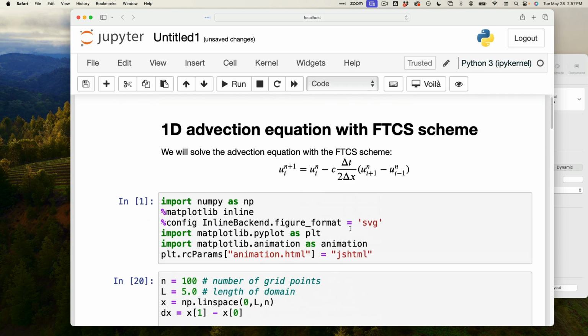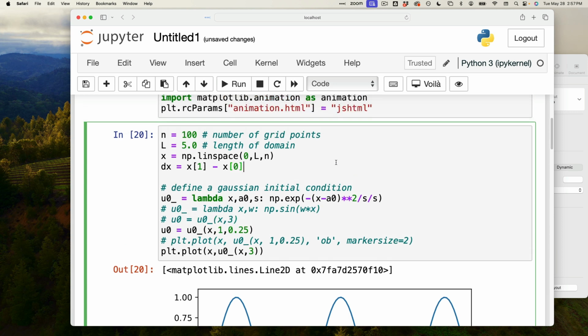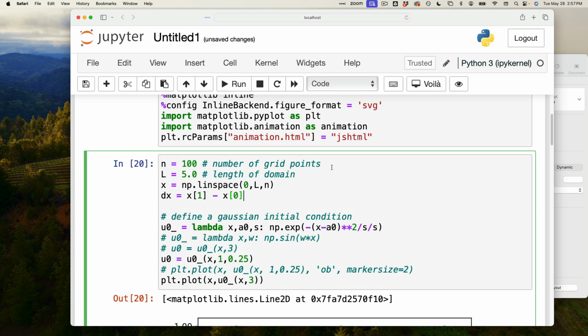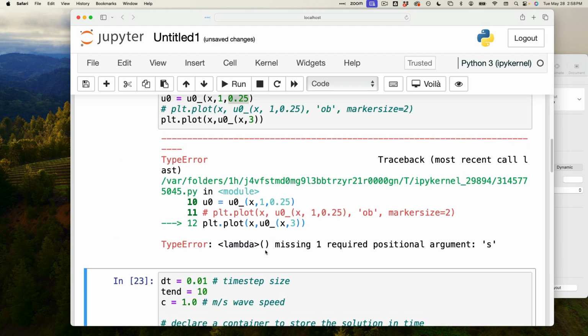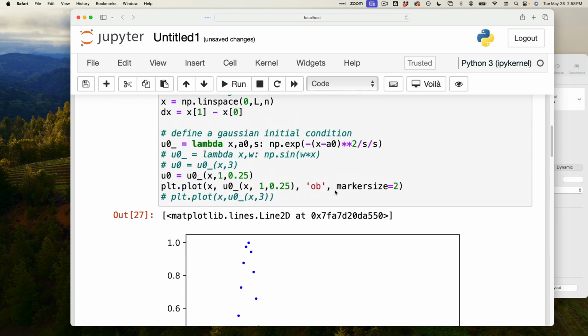Okay, let's go back to the Gaussian. I'm going to go back to the Gaussian function. So I'll comment this guy out, and we'll go back to our Gaussian function. So again, 100 points, L equal 5, etc. Gaussian function centered at 1, with a standard deviation of 0.25. U0, 1, 0.20. Oops, sorry. Yeah, this one. Okay?